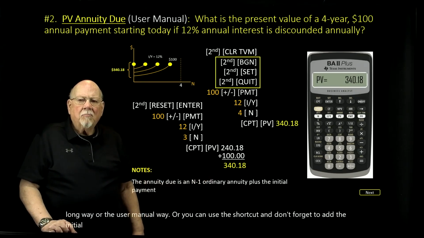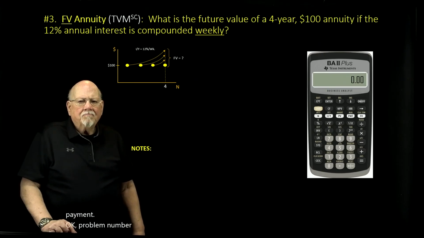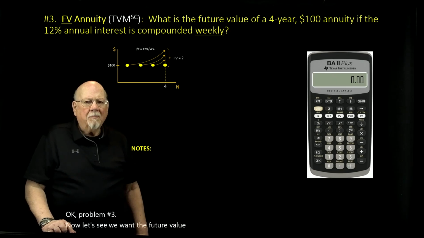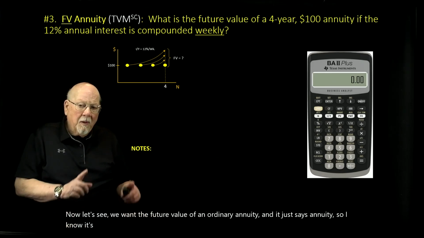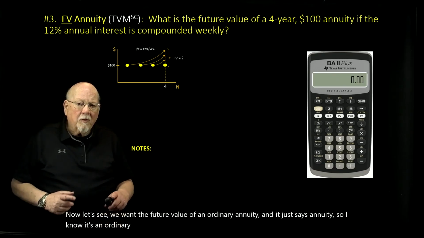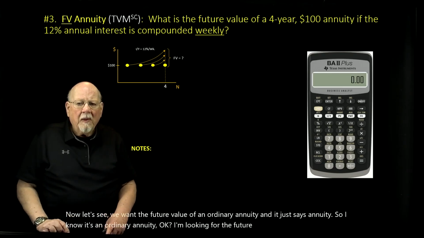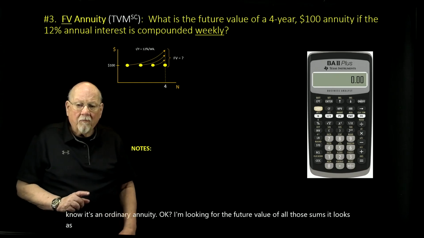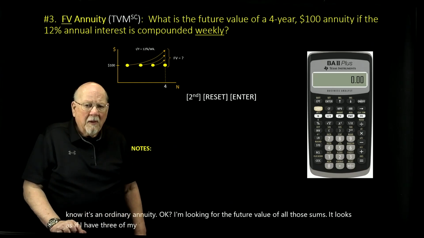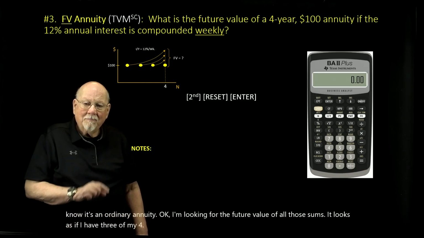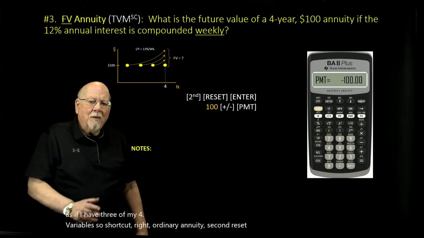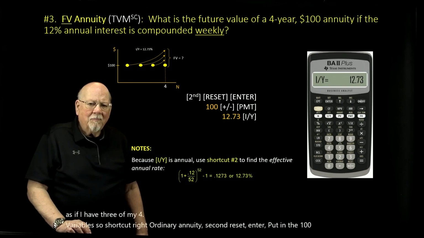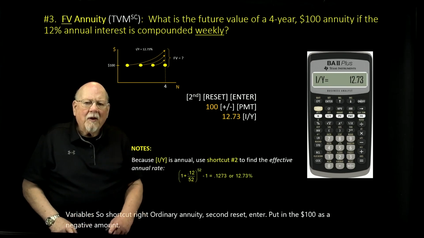Okay, problem number 3. Now let's see, we want the future value of an ordinary annuity, and it just says annuity, so I know it's an ordinary annuity. Okay, I'm looking for the future value of all those sums. It looks as if I have 3 of my 4 variables. So, shortcut, right? Ordinary annuity. Second reset enter. Put in the $100 as a negative amount. Work out the effective rate of interest.